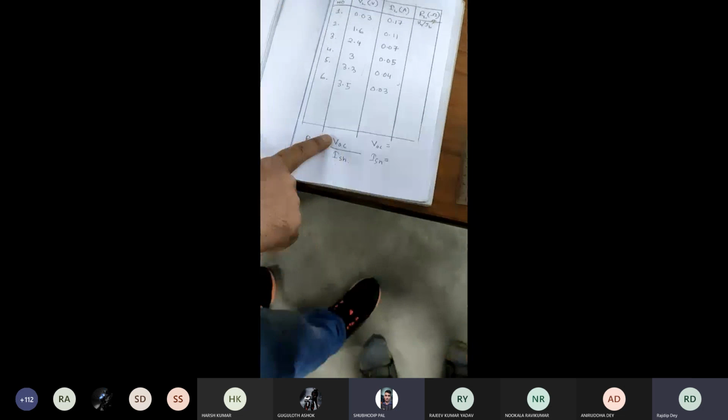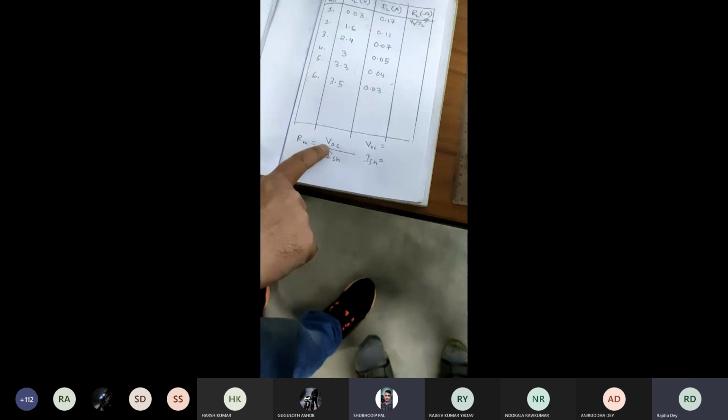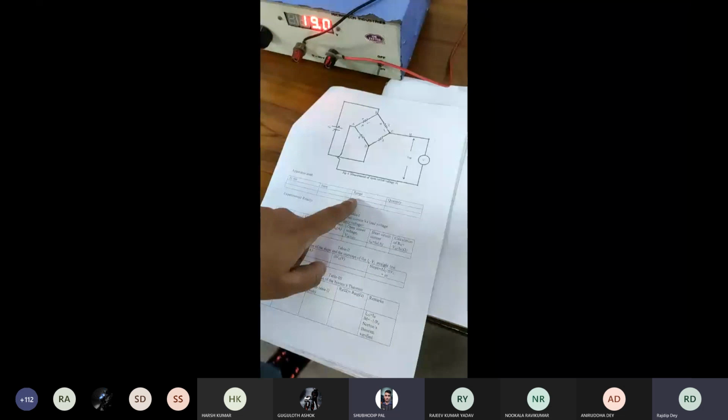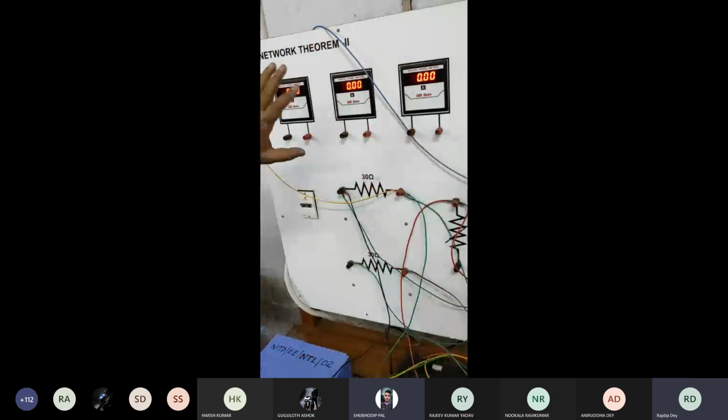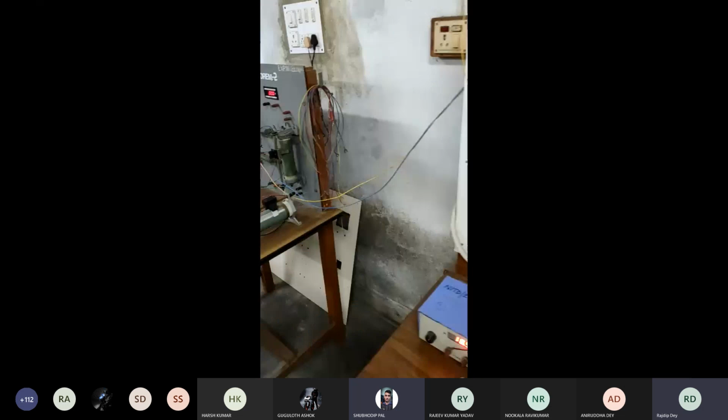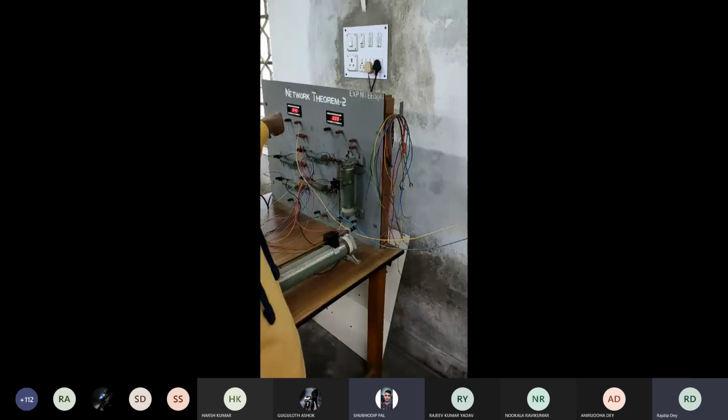VOC is the open circuit voltage of the load. ISH is the short circuit current of the load. First we try to measure VOC. To measure VOC, this circuit is done. You can see here the load is removed and the load is now open circuited, and to measure the open circuit voltage, a voltmeter is connected. This circuit is previously done, so we have removed the load and connected the voltmeter here.